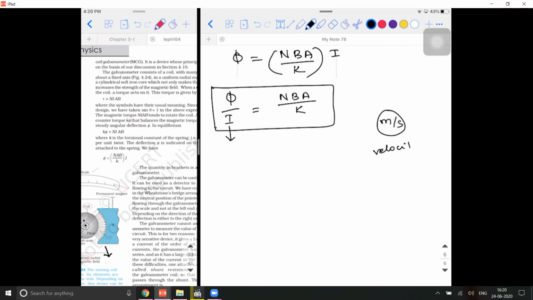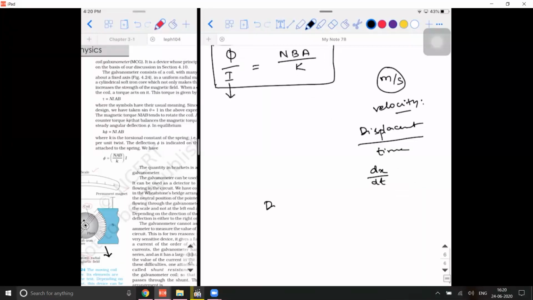If I ask you what is velocity, what are all the different ways in which you will try to define? You will say it is the displacement of the object divided by the time. In a basic point, you can say displacement by time. Or I will use the word rate of change of displacement, dx by dt. Or there is another way. I can also use the words displacement per unit time.